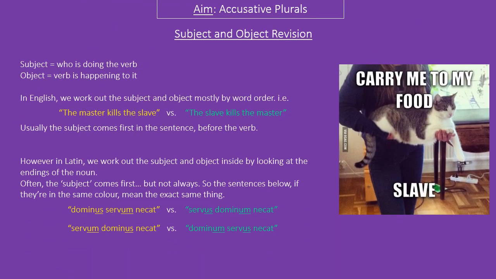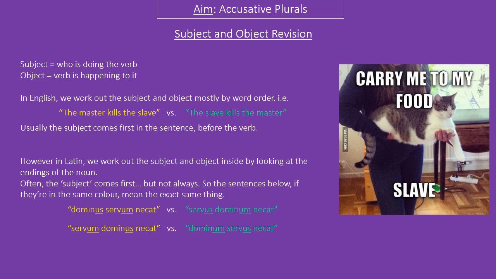First of all, a little bit of revision. In English, we have terms of subject and object. Subject is who's doing the verb, object is the verb happening to it. I'm mostly going to be talking about nouns here, but also be aware that pronouns can be subject and object as well. So words like I and he, etc.